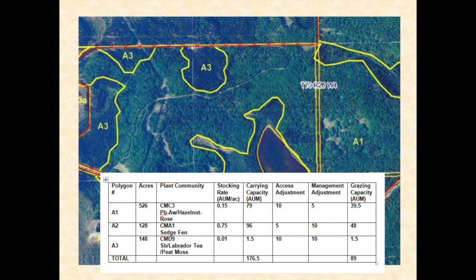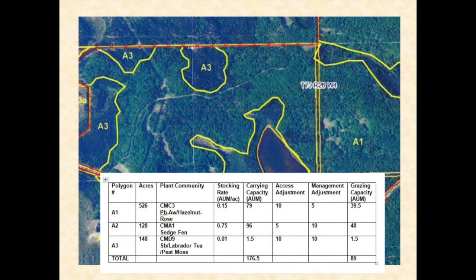We have polygons that are numbered, estimates of acres, and of course that's easy to do now with our geospatial tools once we've built those polygons. They've identified a plant community type for each polygon. And of course, from our guides, we have the stocking rates, the AUM per acre for each plant community type. So when you do the math and multiply the acres by the stocking rate, you get carrying capacity. There's the carrying capacity. Okay.